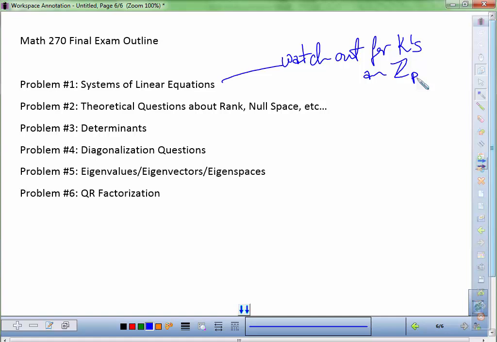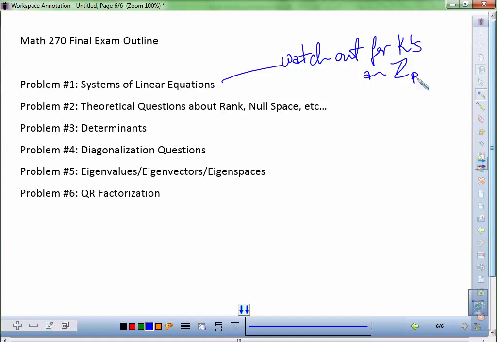Problem number 2 would be about asking questions about rank and null space. So we should write down definitions. Given matrices, what can you say about their ranks and null spaces and stuff like that? We have to find the ranks and those spaces, and etc. would be other things like that.